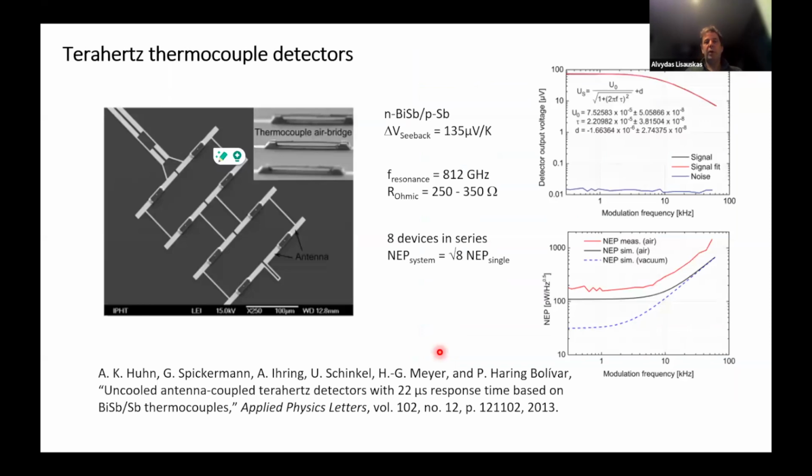One more thermal phenomenon: now it's not a single crystal, but if we have a junction of two materials, then we can create a thermocouple. An example of employing thermocouples in the terahertz frequency range was done at the University of Siegen, where 8 antenna-coupled thermocouples were used as a detector for 800 gigahertz radiation. And the NEPs were characterized here.